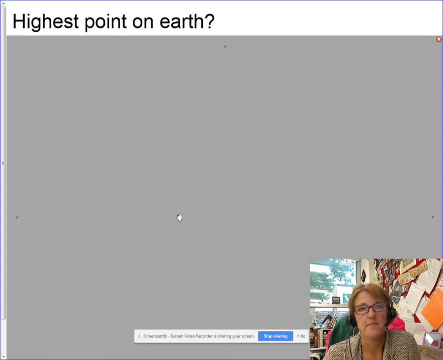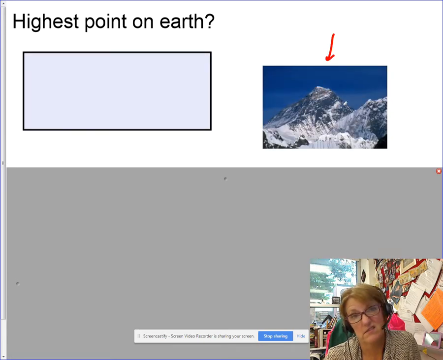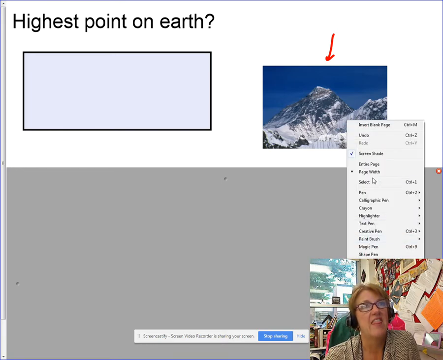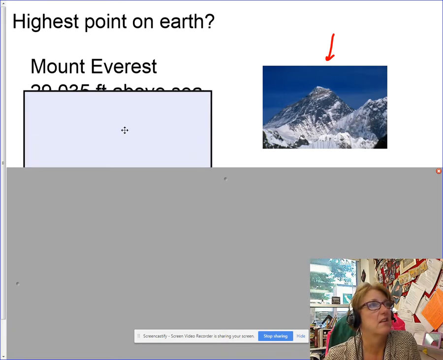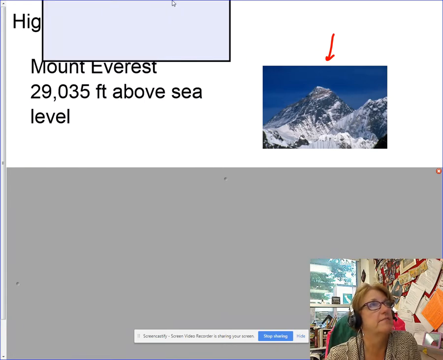Let's start getting into some real life things so I can illustrate some stuff for you. Do you know what the highest point on Earth is? I just looked this up. This is actually a picture of Mount Everest, and this is 29,035 feet above sea level. Holy cow. Okay, write that down: highest point on Earth, Mount Everest, 29,035.